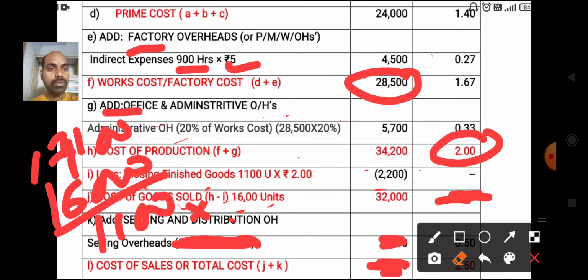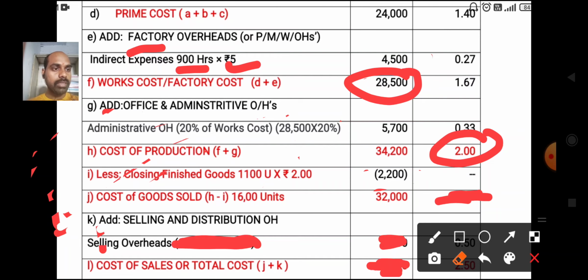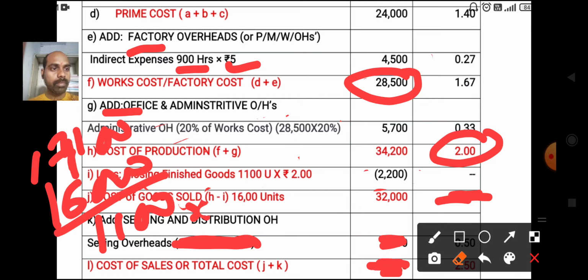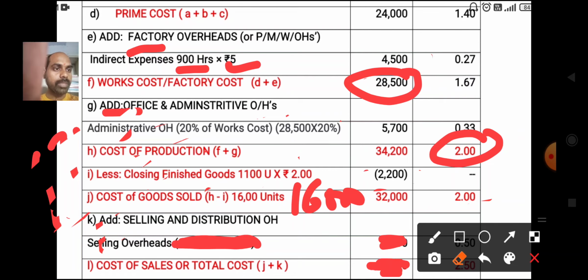For how many units sold? 16,000 units. By mistake it is written as 1600. Okay, I will change it, don't worry. मैं आपको आंसर भेजते वक्त चेंज करके भेज देता हूँ. यहाँ पे ये जो नंबर है, यहाँ पे 16,000 आने का है. By mistake it is 1600 typed. 32,000 divided by 16,000 units, per unit it will be 2 rupees.